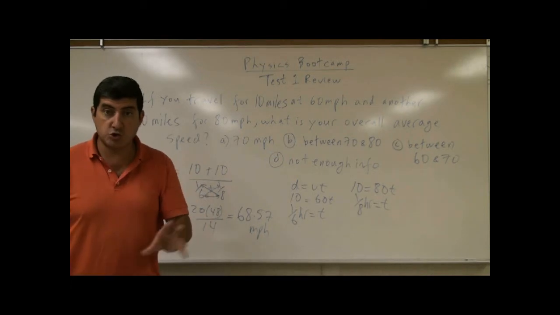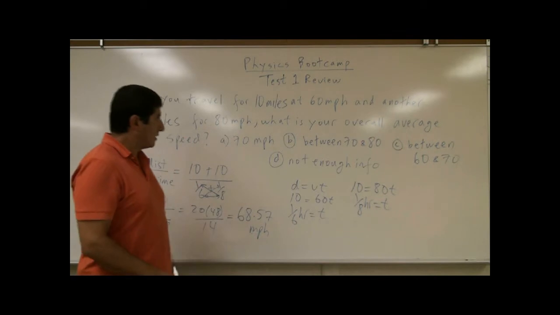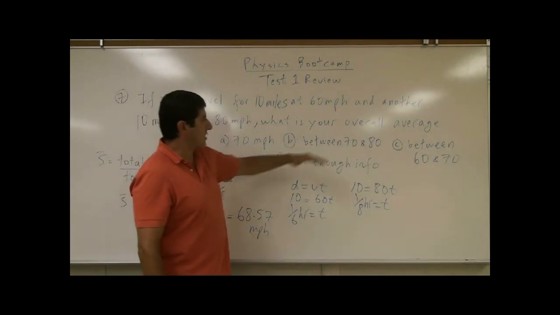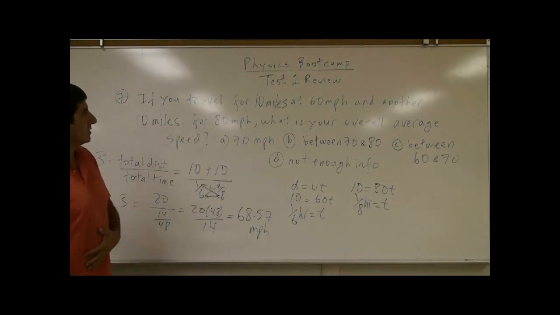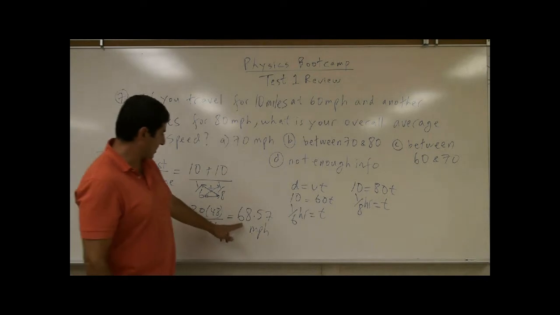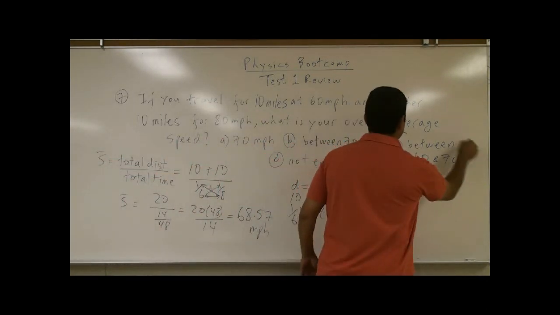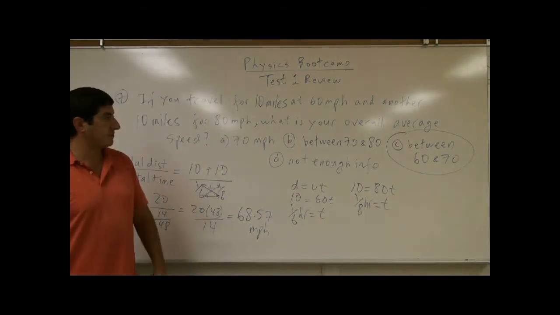This is the actual way of doing this problem. If the problem wanted you to get an actual number, this is what the number would be. But in this case, they only want you to choose: is it going to be between 70 and 80, between 60 and 70? So which one is it closer to? Well, it looks like it's between 60 and 70, right? So this is the choice here. It's not actually 70. It's between 60 and 70.